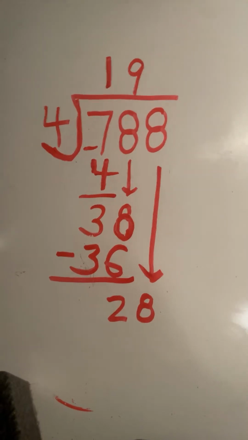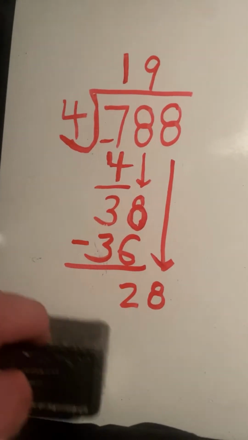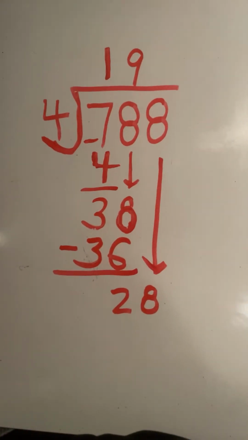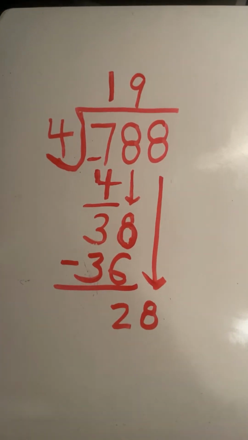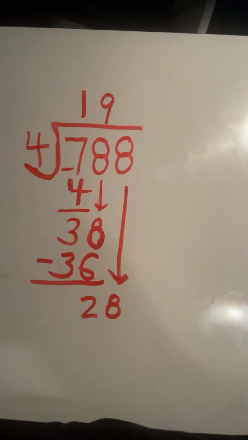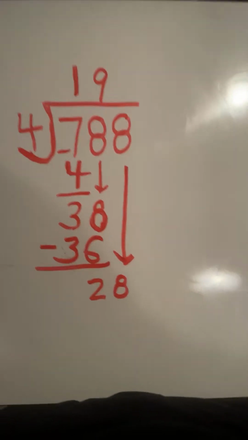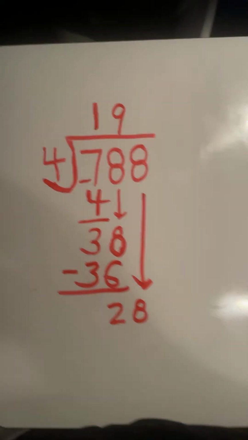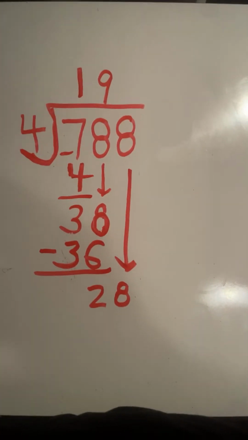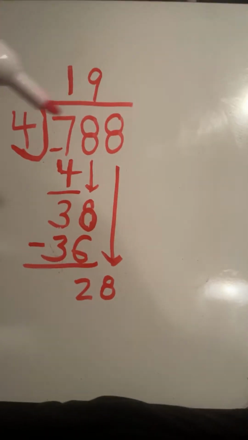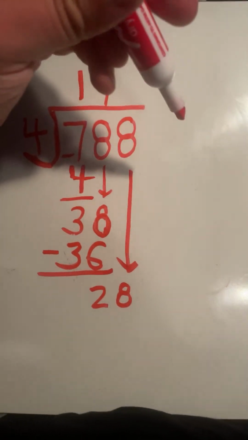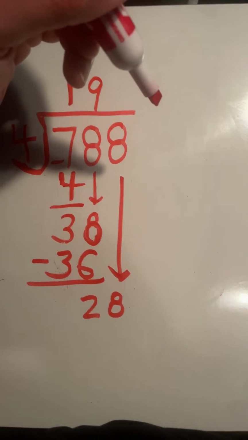Alright, so I just brought down the 8. That 2 became 28. So now we've got to figure out how many groups of 4 we can fit within 28. So I'm going to make the tallies along the side here for this one.